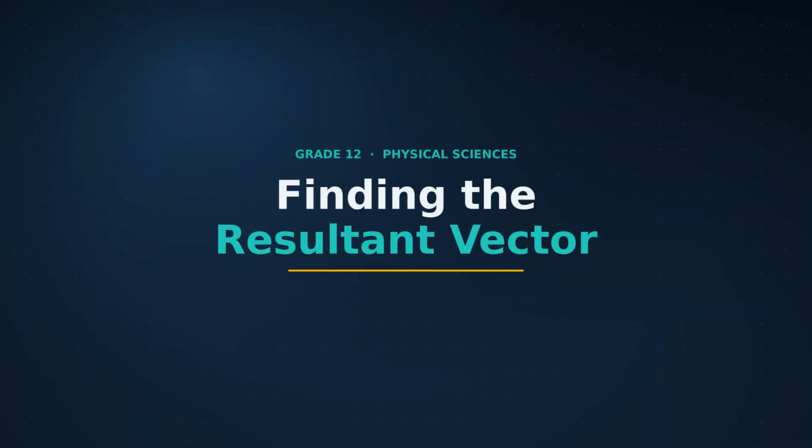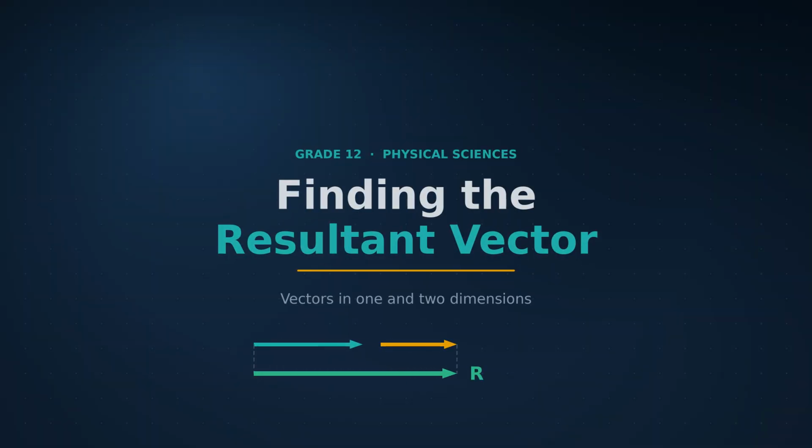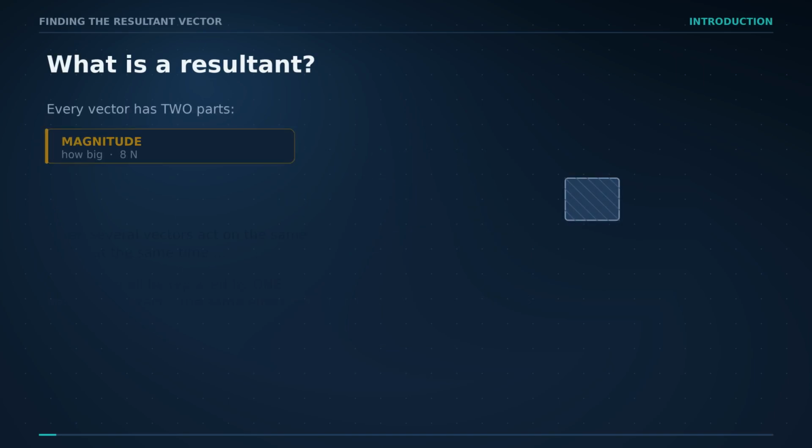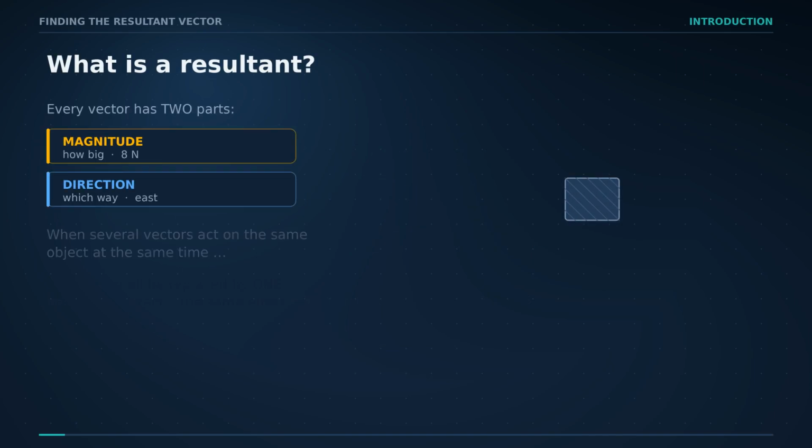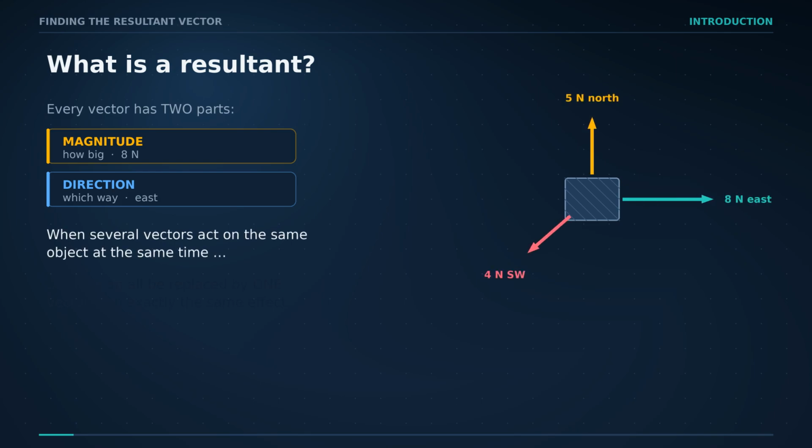Finding the resultant vector. Grade 12 Physical Sciences. A vector is a quantity that has both magnitude and direction. When two or more vectors act on the same object at the same time, we can replace all of them with one single vector that has exactly the same effect.